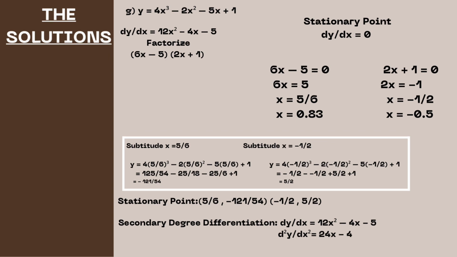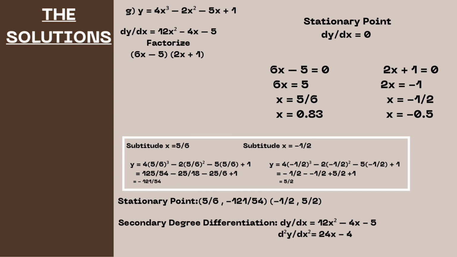Find the stationary points, where dy per dx equals 0. We use the factors that we got from the factorization just now. So, 6x minus 5 equals 0, 6x equals 5, x equals 5 per 6. Next, 2x plus 1 equals 0, 2x equals negative 1, x equals negative 1 per 2.